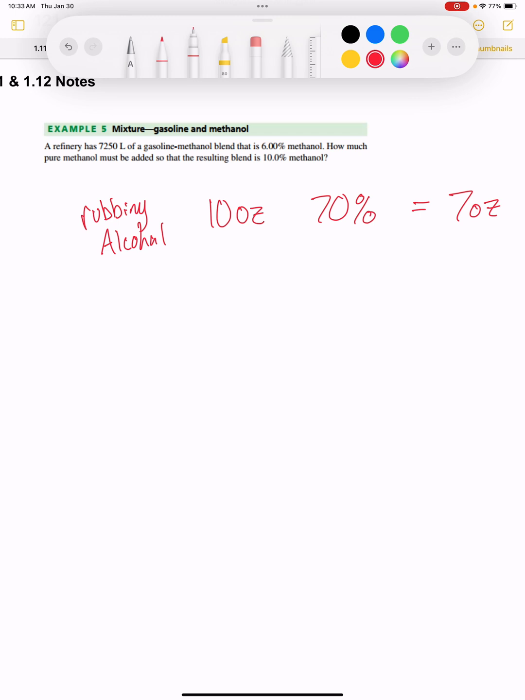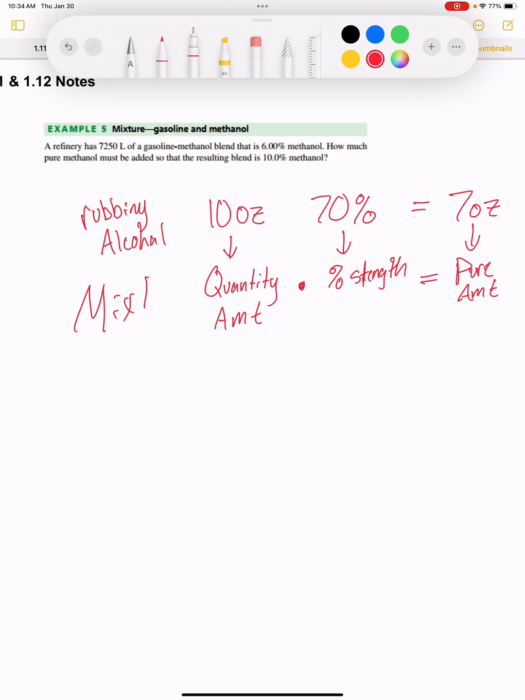So this is how I remember this. Let's think about this. 10 ounces, that's the quantity you have, also known as the amount. Whatever, that's the amount you have. And then this is the percent strength. That's the strength of it. And then you have the pure amount. If I multiply these two together, I'm going to get the pure amount. And this is a mixture problem. This is the little formula for mixture that I always consider.